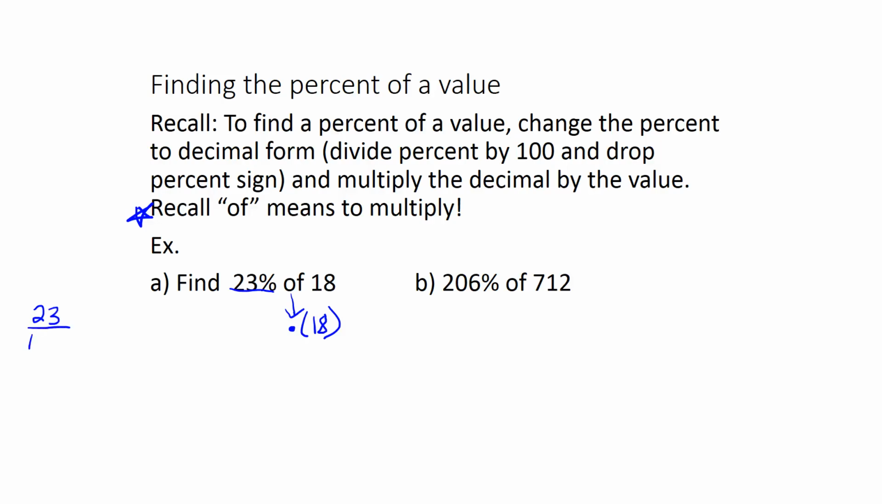23% means 23 parts out of 100. If you divide by 100, if there's no decimal, of course, it's assumed to be at the end of the number. If you divide by 100, you move it over 2 places. So that's, of course, 0.23. So 23% of 18, we just do 0.23 times 18, and you get 4.14.